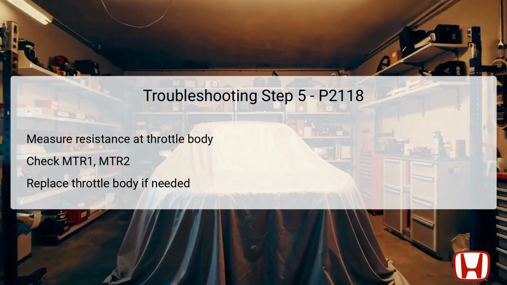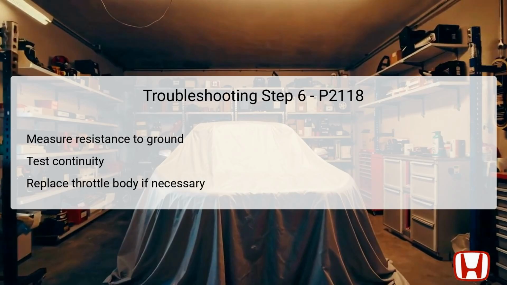If the measured resistance falls within this acceptable range, advance to the next troubleshooting step. However, if the resistance deviates from this value, it infers that the throttle body may have internal faults, necessitating its replacement for proper function and performance, ensuring that the DTC P2118 is resolved.